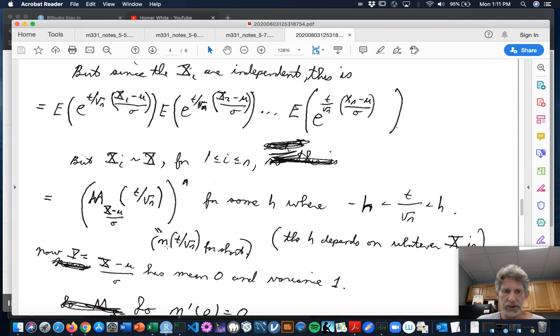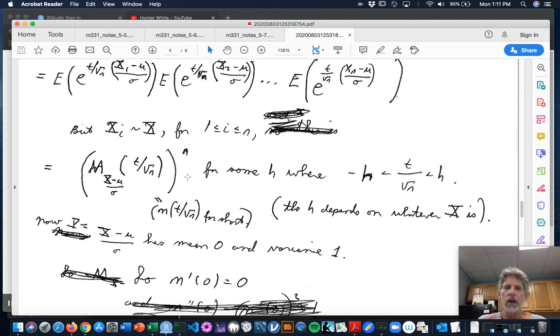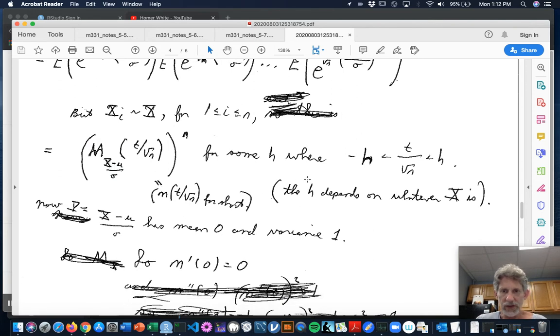Also remember, for moment generating functions to exist, there has to be an interval around 0 where the expected value is well defined. So there has to be some h bigger than 0 so that for all the t over root n's between minus h and h, this is well defined. What that h is depends on what x is, but since we're assuming x has a moment generating function, there is such an h, and so we're going to be fine.